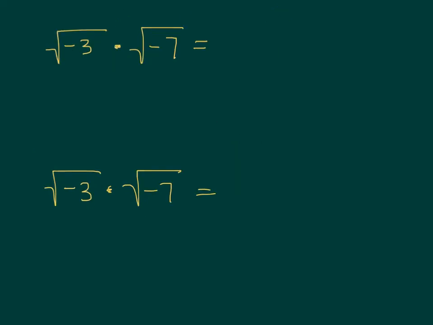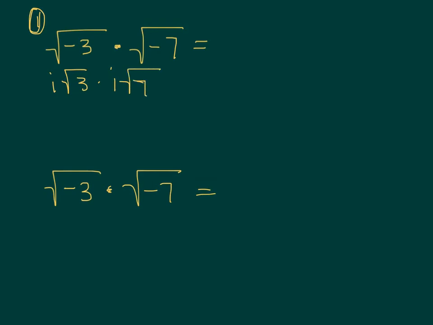Now, I want you to look at these two problems, and I'm actually going to solve them two different ways. One is correct and one is incorrect. So I wanted to make sure you know the correct way to do it. In this first problem up here, I'm actually going to pull out the i's first. So I'm going to make this i root 3 times, and then I'm going to make this i root 7.